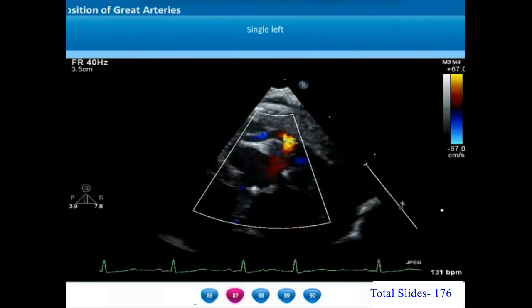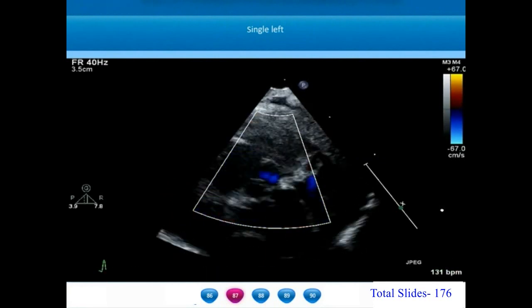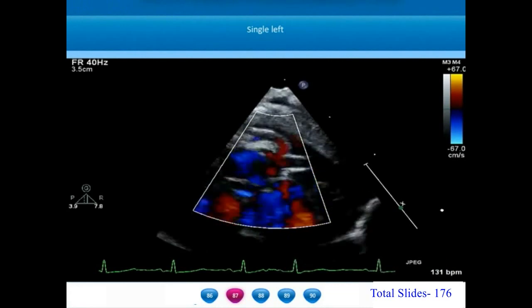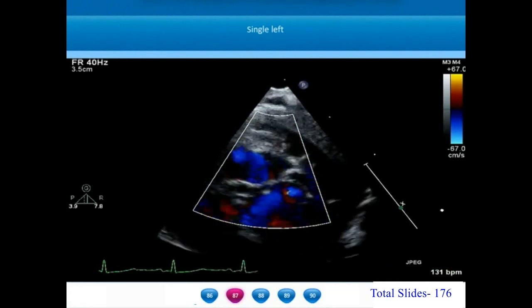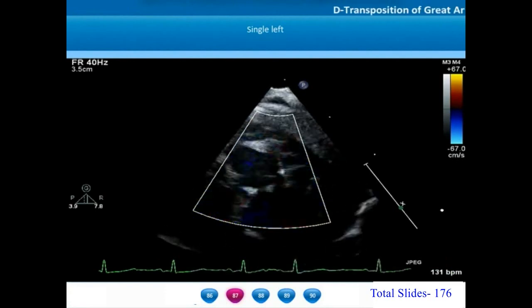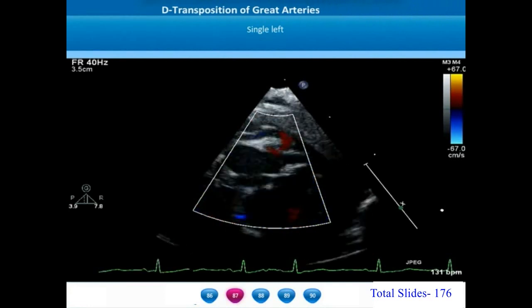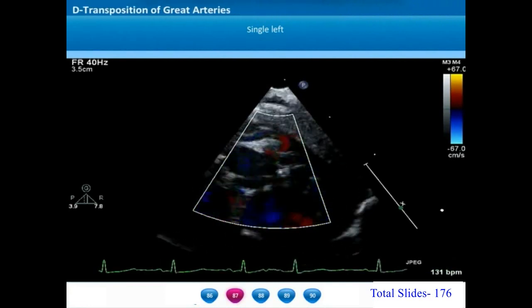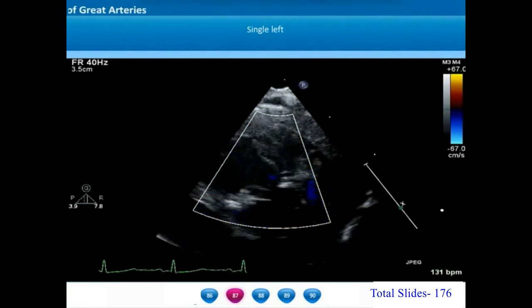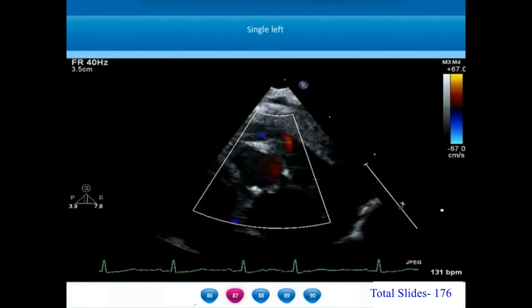On the contrary, this is a single left coronary artery. We can notice that the aorta is right and anterior, and the pulmonary artery is left and posterior. There is a single large coronary that arises from the left and anterior facing sinus, that is sinus 1, and immediately after origin, it bifurcates into the right coronary artery and the left coronary artery.